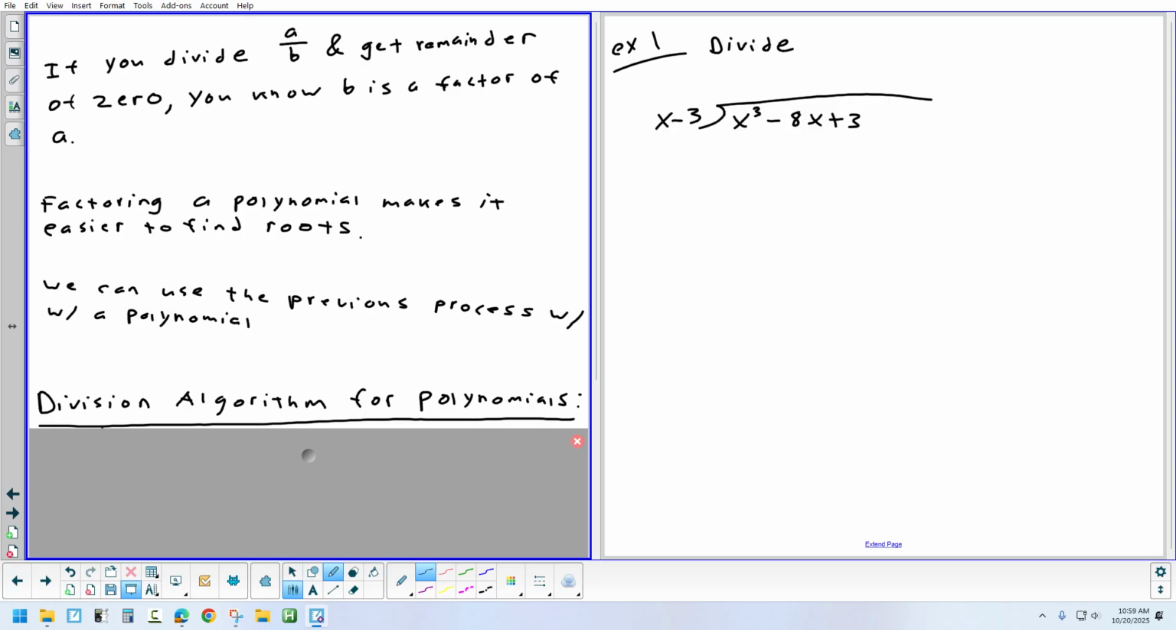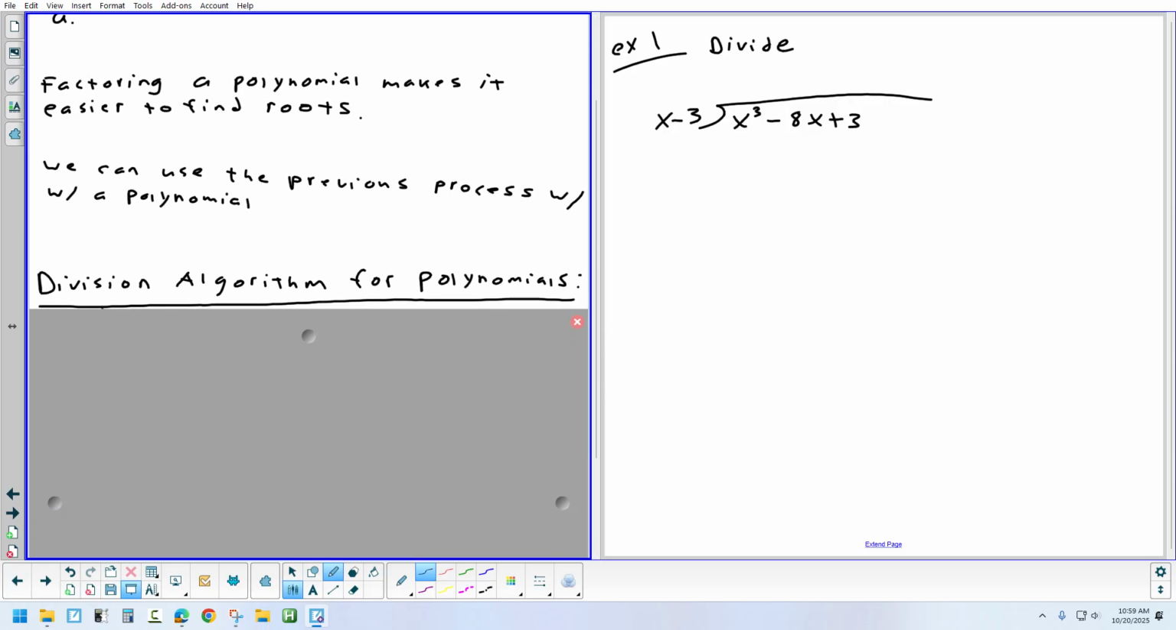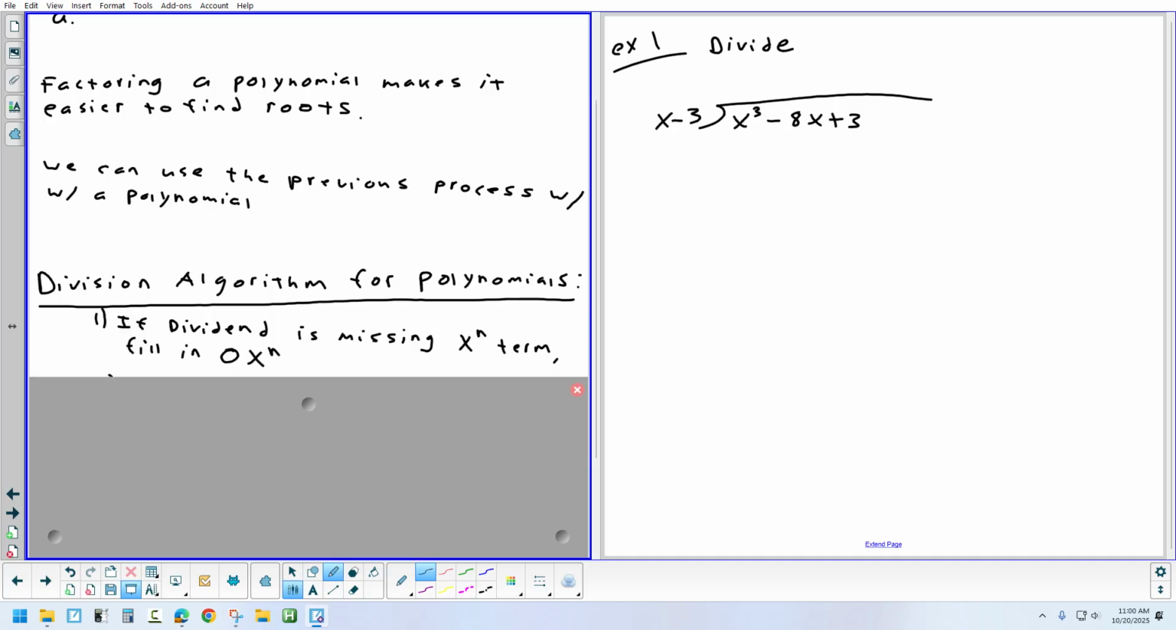Does anybody remember doing long division with polynomials before? A little bit? Okay, so we'll go through the steps anyway. The very first step is just setting it up if it's missing any terms. First, just to be clear, this is called the divisor. This is the dividend.